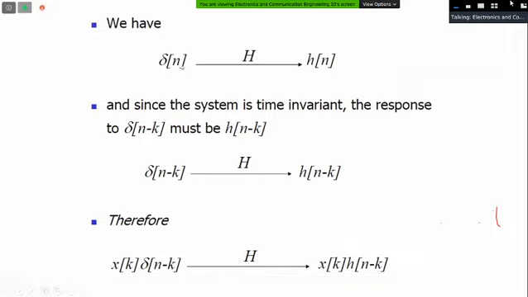All right, so we can say that the system will be time invariant. That means when the system is hit by a delta function, the output will be an impulse response, which is h[n]. What does a time invariant system mean? If the input is delayed by k, the output will also be delayed by k. So this will be a time invariant system.